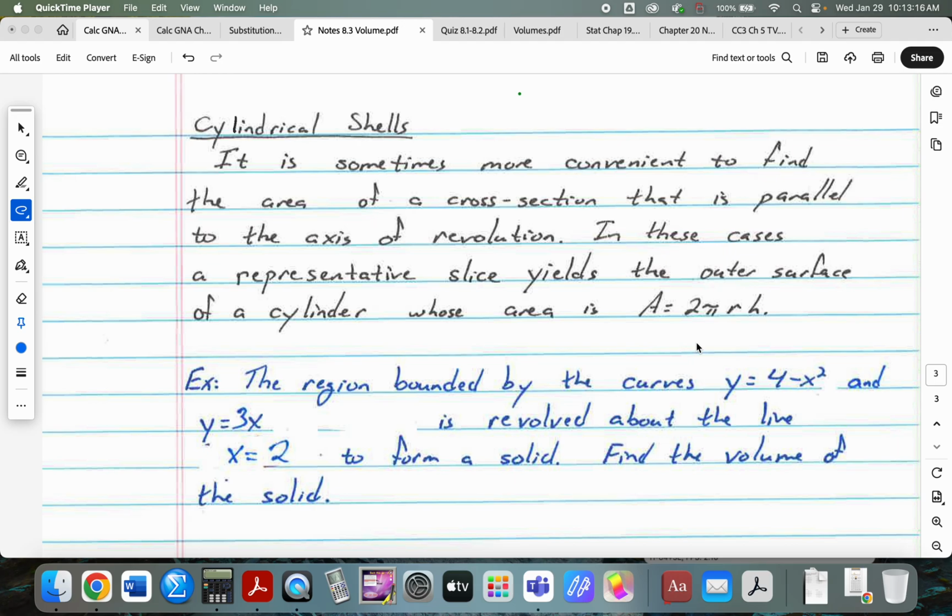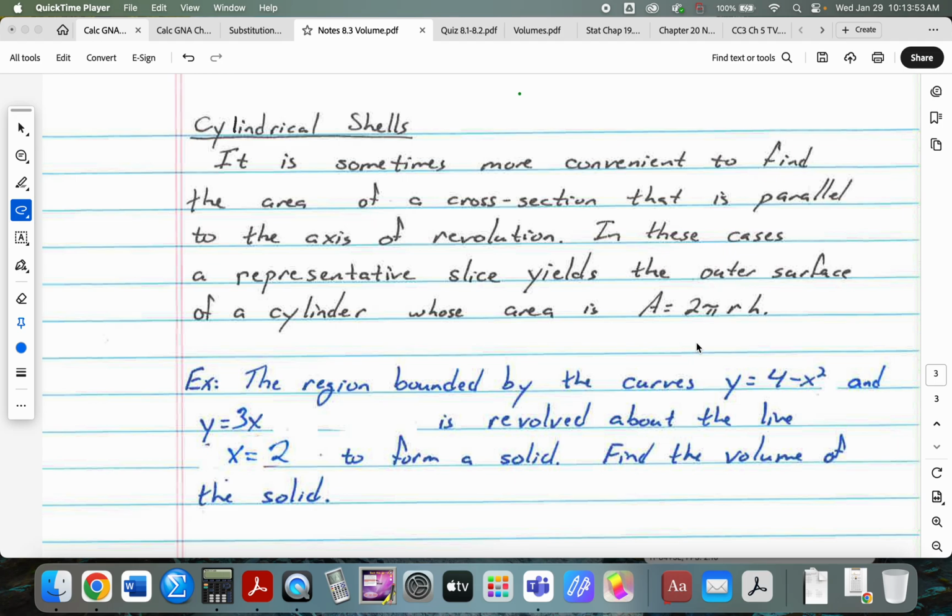The idea is that when you do a cross section, instead of your cross section being perpendicular to your axis of revolution, your cross section is parallel to the axis of revolution. And because it's parallel, it doesn't sweep out an annulus. It sweeps out sort of the walls, not the top and the bottom, but the walls of a can, right? A soda can or a vegetable can that's been emptied out. It sweeps out that part.